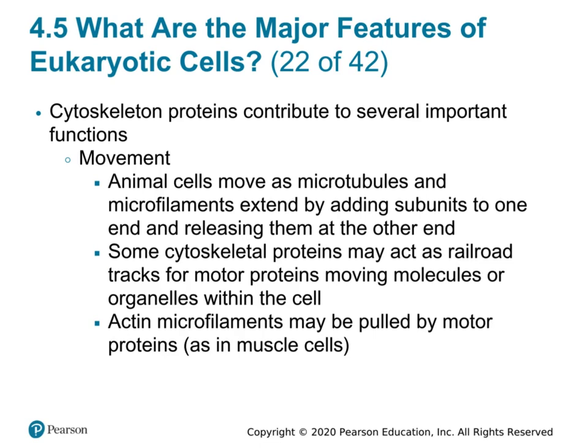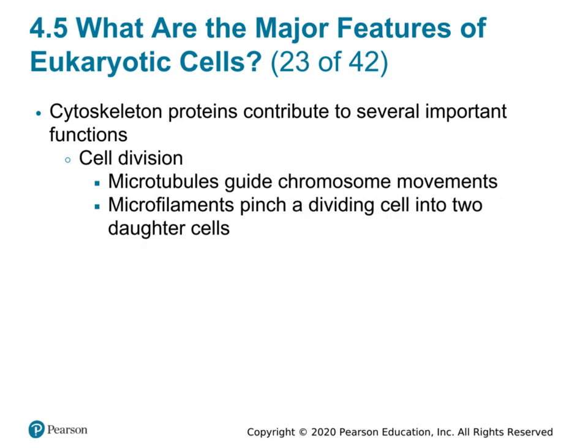Movement is a big one for cytoskeletal proteins and their function. Animal cells move as microtubules and microfilaments extend by adding subunits to one end and releasing them from the other. This type of polymerization and then depolymerization is really important for amoeboid action of cells like a macrophage in the human body. And some cytoskeletal proteins may act as railroad tracks for motor proteins in order to move organelles across the cell. And actin microfilaments can be pulled by motor proteins as well, as in muscle cells.